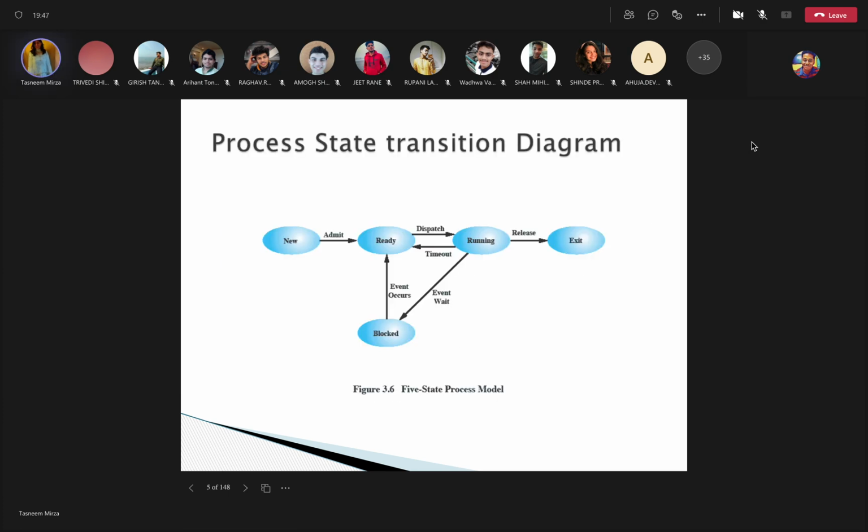Is the diagram visible, students? Yes, ma'am. Right. The same thing, whatever I explained: from new, it goes to the ready state where it is admitted for processing. From ready, it goes to the running state when the CPU is dispatched. That's why the arrow is named dispatch. Then from running, either it finishes execution, releases the CPU, and goes directly to the exit or terminate state, or it goes to the blocked state where it is waiting for an IO device, or, if there is a timeout, it goes back to the ready state. These are the three possibilities I was explaining. And from the blocked state, if the event occurs and it has got the IO device, it goes back to the ready state and then the cycle continues. Is this clear, students? Is the diagram clear?